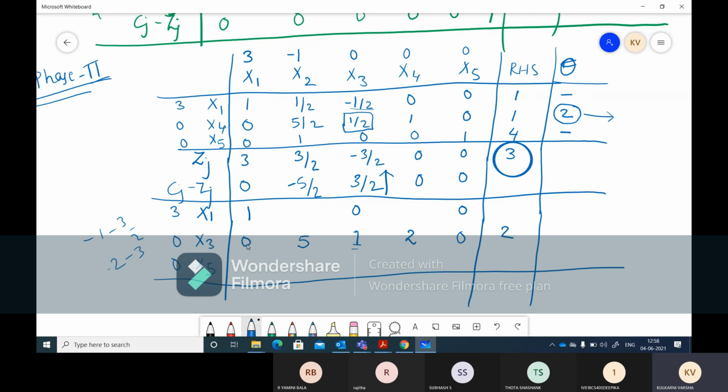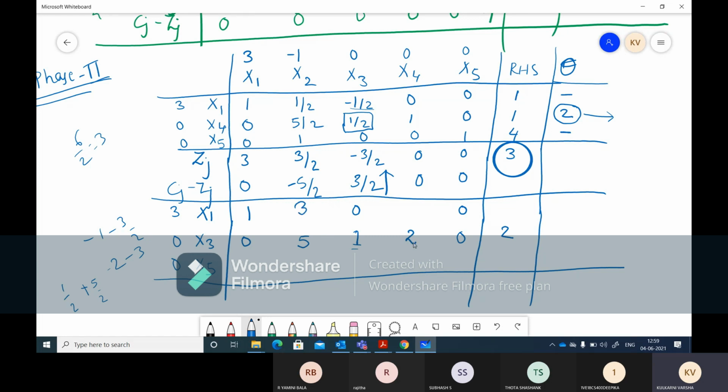To this 0 you are multiplying by minus half, so it will be 0 only, and then you are subtracting from the old x1, so 1 minus this 0, so it will be 1, right? Now for this 5 you are multiplying by minus half, so it will be minus 5 by 2, and then this you are subtracting from 1 by 2, so 1 by 2 minus minus 5 by 2, so 1 by 2 plus this, so it will be 6 by 2, which is equal to 3. So you will get it over here 3.